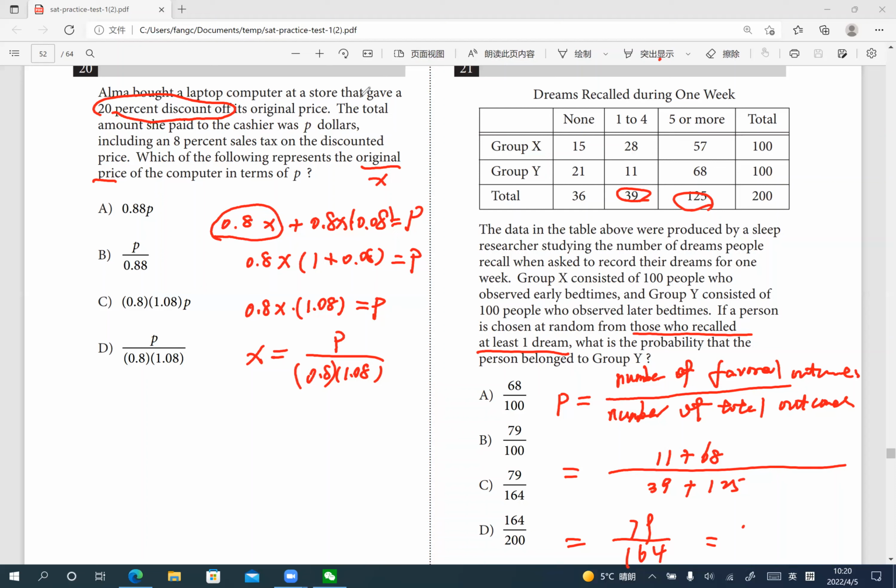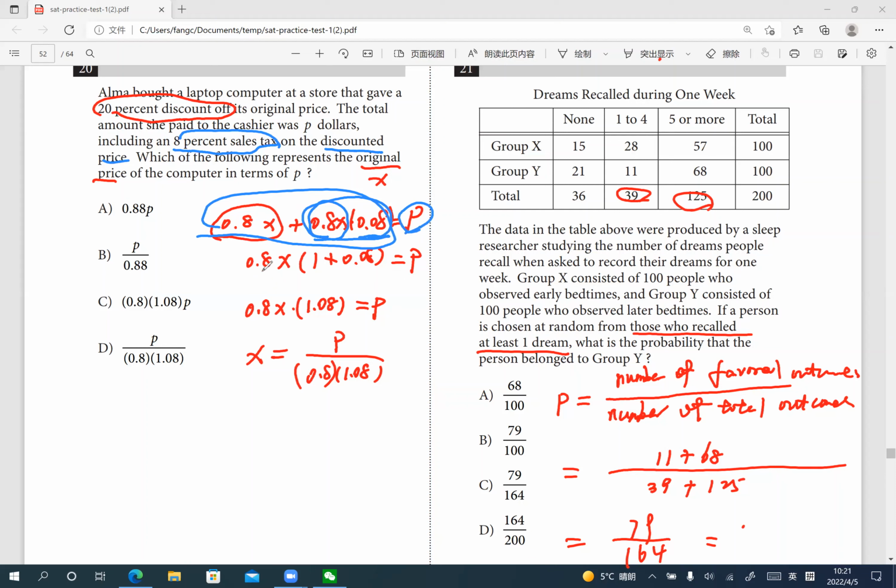And she also paid an 8% sales tax on the discounted price. Be careful, it is on the discounted price, and the discounted price is 0.8x. Then times 0.08. So this expression represents the 8% sales tax. And the sum of them should be equal to the price she really paid. So it's P.